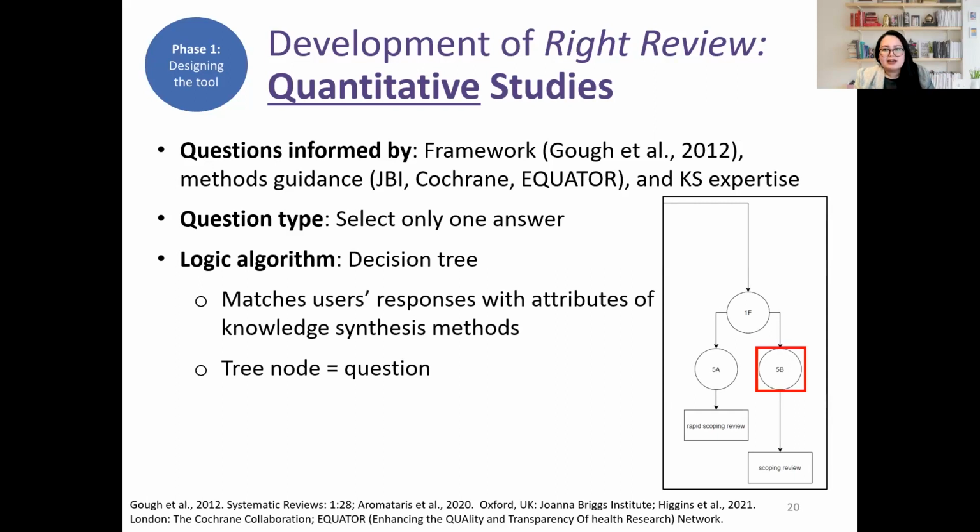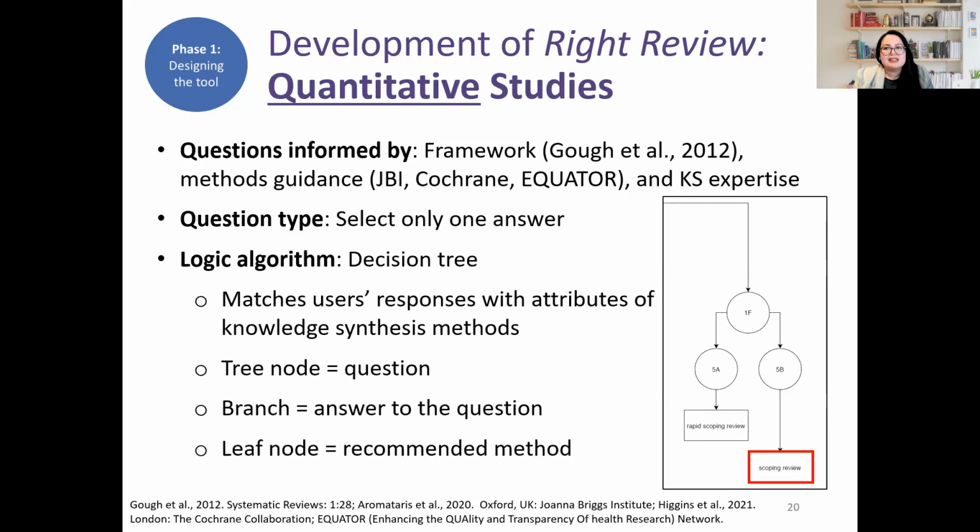And you can see here that the tree node represents a tool question, the branch represents the user's answer to the question, and the leaf node represents the recommended method, which in this case is a scoping review.